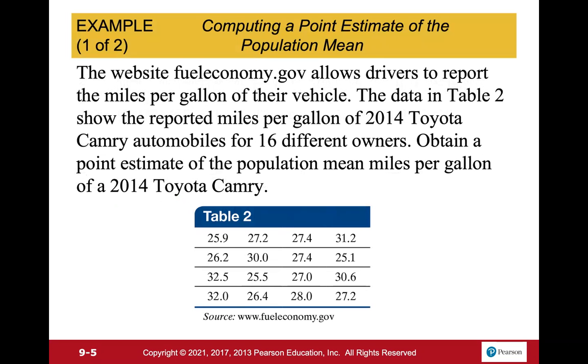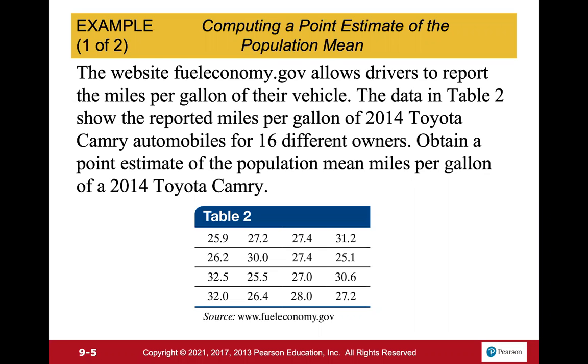Now looking at this, the website fueleconomy.gov allows drivers to report their miles per gallon of their vehicles. The data in Table 2 show the reported miles per gallon of 2014 Toyota Camry automobiles for 16 owners. Obtain a point estimate of the population mean miles per gallon of a 2014 Toyota Camry.